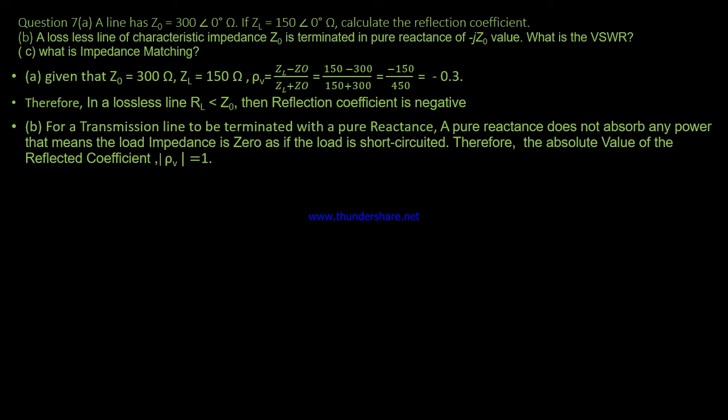Now the B part. For a transmission line terminated with a pure reactance, a pure reactance does not absorb any power at all. That means it behaves as if the load is short-circuited. Therefore, the absolute value of the reflection coefficient is 1. However, this gives the standing wave ratio to be infinity.